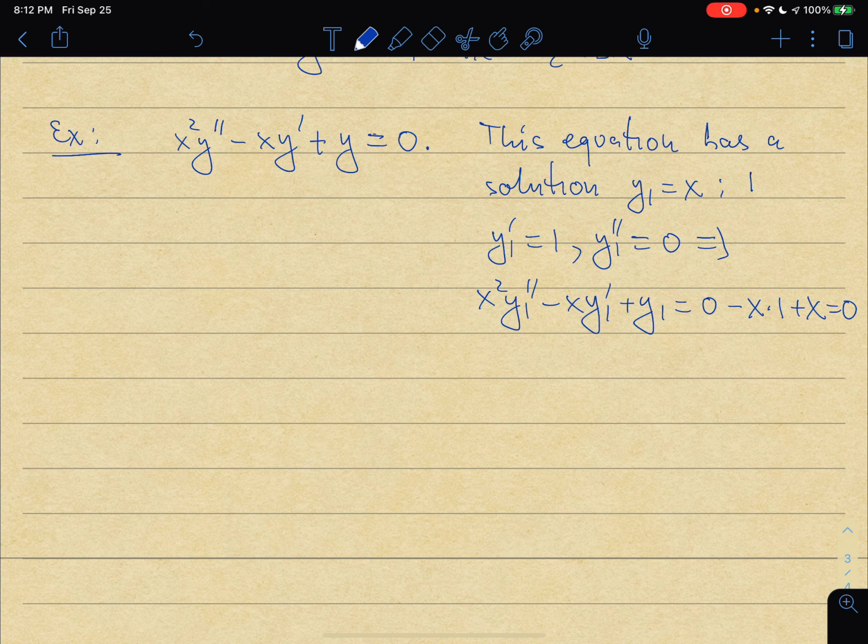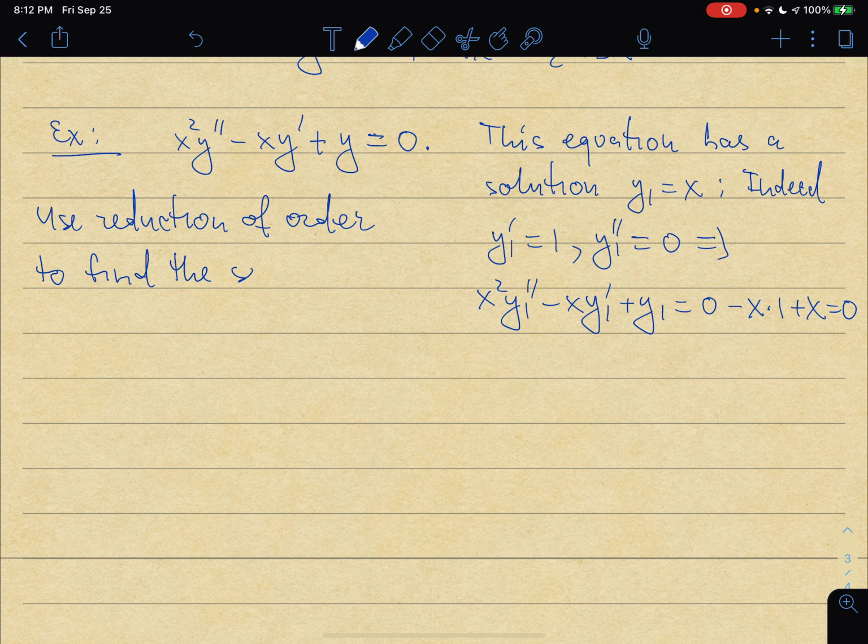So indeed, this guy is a solution, and I want to use reduction of order to find the second solution. And we already said that in order to use this formula, I have to write my equation in standard form.